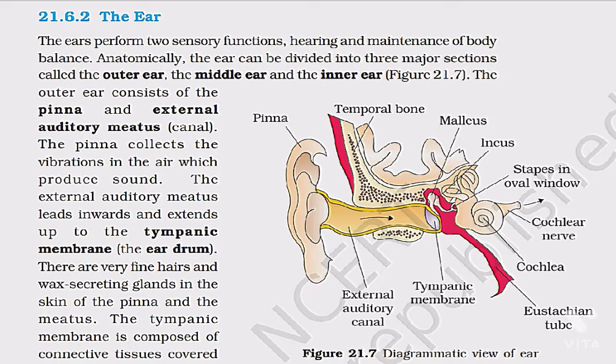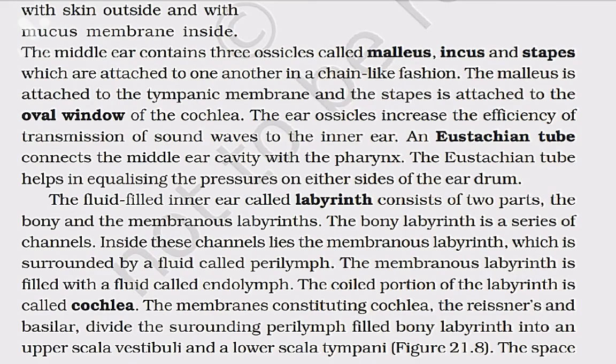The pinna collects the vibrations in the air which produce sound. The external auditory meatus leads inward and extends up to the tympanic membrane, the eardrum. There are very fine hairs and wax secreting glands in the skin of the pinna and the meatus. The tympanic membrane is composed of connective tissue covered with skin outside and with mucous membrane inside.